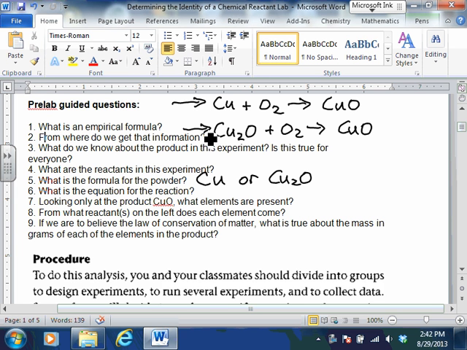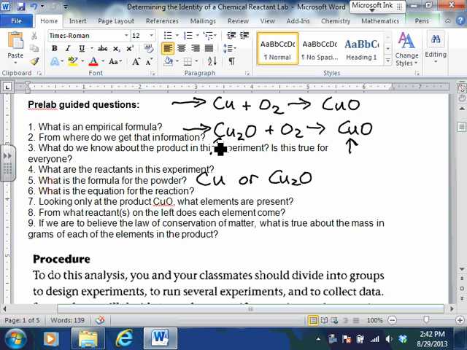So then number 9, if we are to believe the law of conservation of matter, what is true about the mass in grams of each of the elements in the product? What can we say for sure is true here? Regardless of which equation we're using, the mass of the copper on the right side must come from the mass of the copper on the left side. That's going to help us with the calculation. It's really important to keep that in mind.